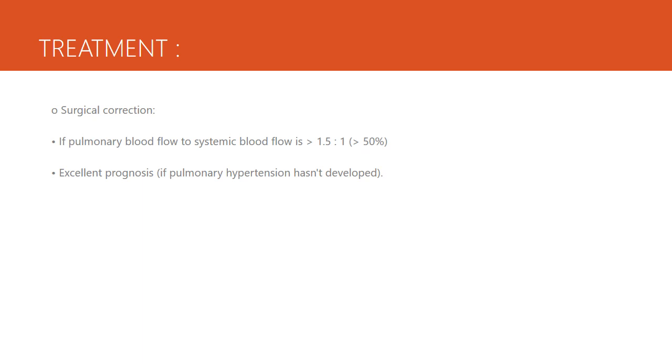Surgical closure of ASD is typically recommended when the defect is significant, causing symptoms or complications. The surgeon identifies the ASD and determines the best method for closure. Various techniques, including suture closure or patch closure using synthetic material or pericardium, can be done, or minimally invasive procedures are also used. If the ratio of pulmonary blood flow to systemic blood flow is more than 1.5:1, that is more than 50%, then surgical correction is indicated, and it has an excellent prognosis if pulmonary hypertension hasn't developed yet.